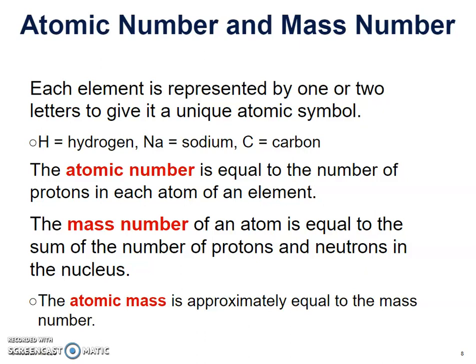The atomic number is equal to the number of protons in that element, and if the atom is neutral, it's also the number of electrons. The mass number is the number of protons plus the number of neutrons that are found in the nucleus. And the atomic mass is approximately equal to the mass number that you can find on the periodic table.